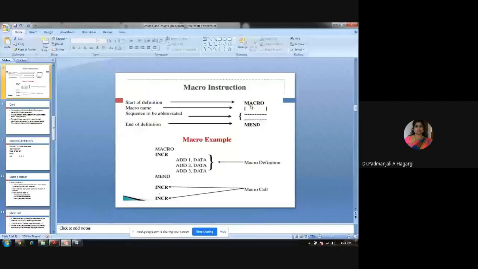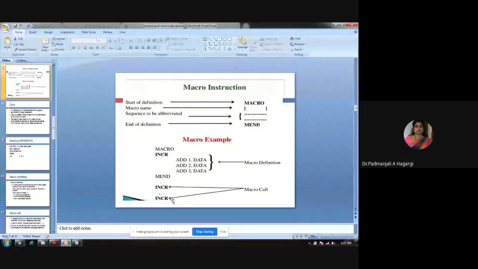This is the body of the macro, called the macro definition, and the name of the macro can be given here, with the sequence of actual parameters, and this is the end of the macro. Here is an example of a macro where three additions are being performed. This is called the model body of a macro, and it is also called the macro definition. And this is how a macro can be called, which is also said to be macro invocation.